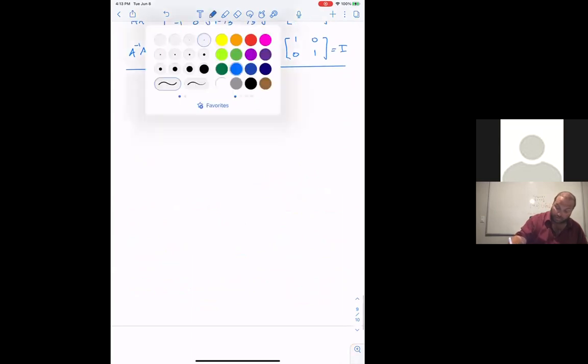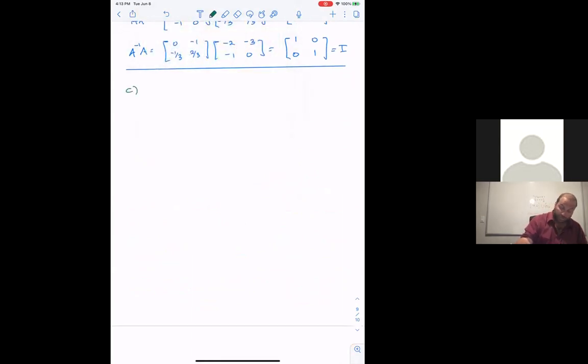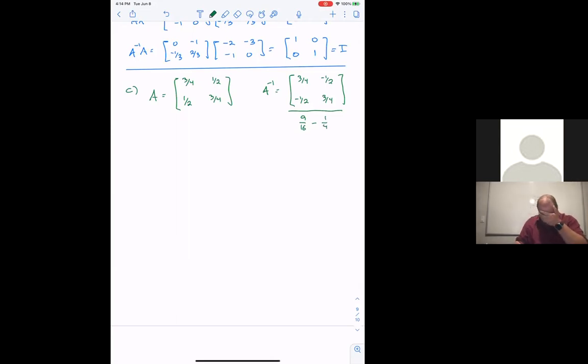Another color, let's move on to green, C. In this case, A is the annoying fractional matrix, 3/4, 1/2, 1/2, 3/4. So what is A inverse? You flip those. Oh, well, that's convenient. They're the same. You negate those. And then you divide by 9/16 minus 1/4. That's 9/16 minus 4/16. That is 5/16.